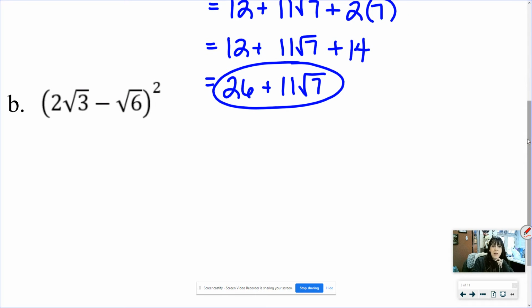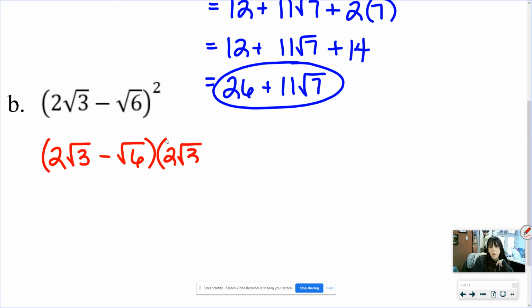All right, example B. Remember, when you square something, that means that you are multiplying that thing by itself. So the first thing I want to see from you is I want to see you writing out the binomial that's in the parentheses times itself like this. And then we're going to go through and multiply. Remember, outside numbers multiply together, inside numbers multiply together.